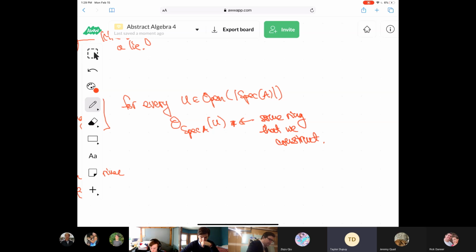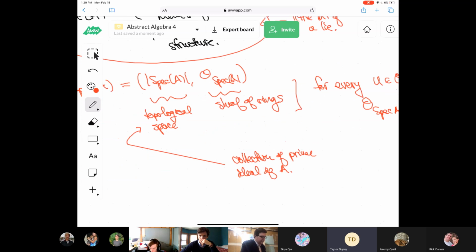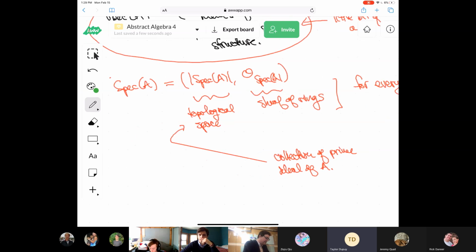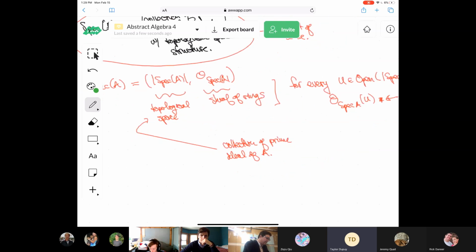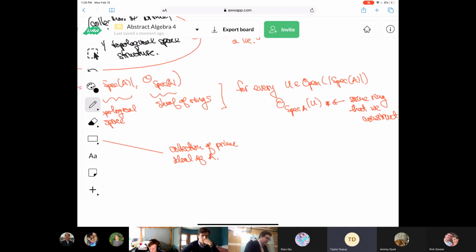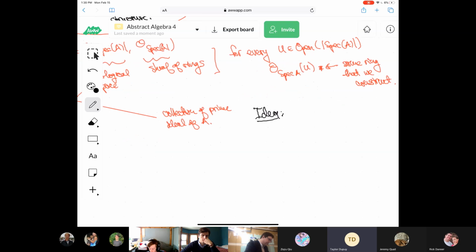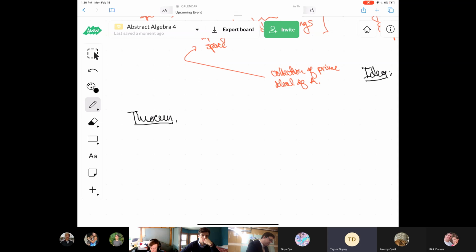I'm not going to get so much into the details here, but what I've been calling Spec A is really just the underlying topological space of the scheme. Now I need to tell you something else. So here's a theorem. The big idea is that, well, let me just say the theorem.